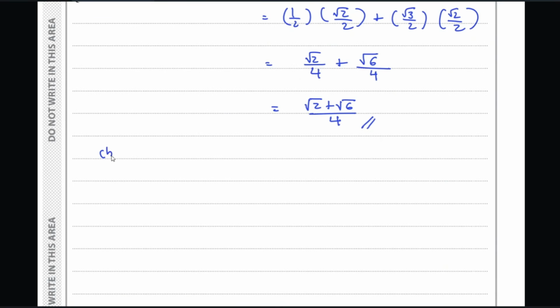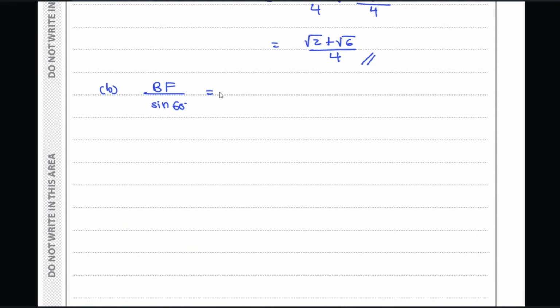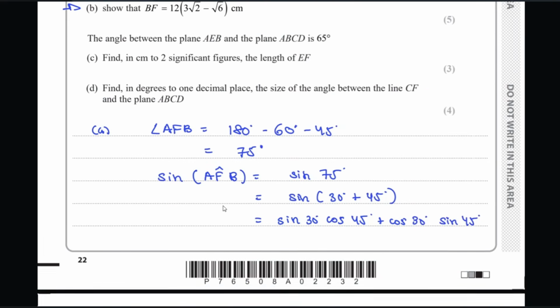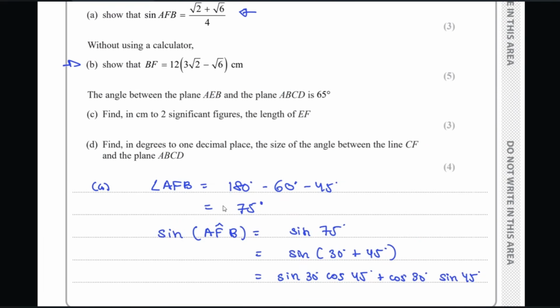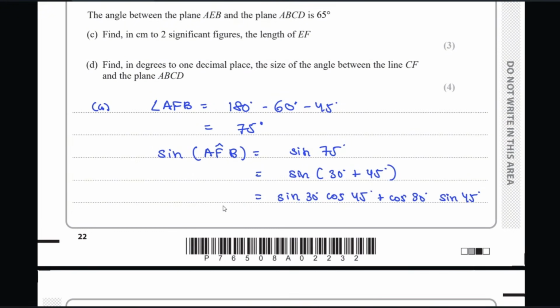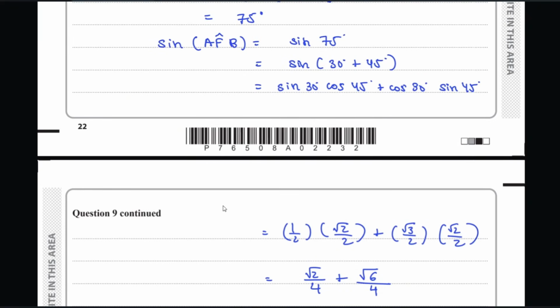So question B, BF over sine, the angle was 60, is equal to 24 over sine 75. So BF would be equal to 24 over sine 75 times sine 60. So let's use a calculator. Should we use a calculator or should we do it without using a calculator? So without using a calculator, we already know what sine 75 is.